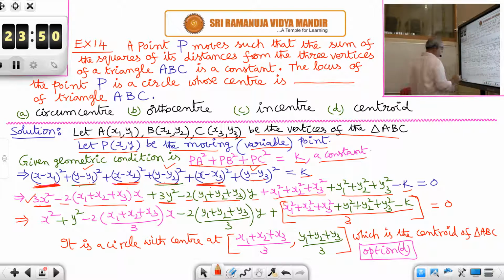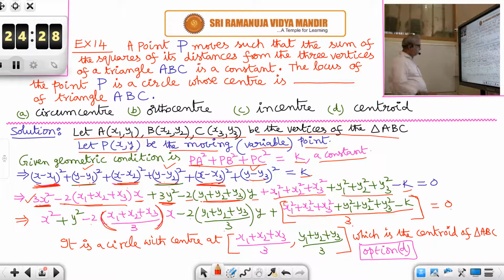So, to find the center and radius, we have to make the x square coefficient and y square coefficient 1. That means you have to divide by 3. So x square here, y square here. Here you get minus 2 into (x1 plus x2 plus x3) by 3. See this? Did you recognize this? In the bracket, what is it? It is the centroid. Next, dividing by 3, minus 2 into (y1 plus y2 plus y3) by 3. And the constant also you have to divide by 3, equal to 0.